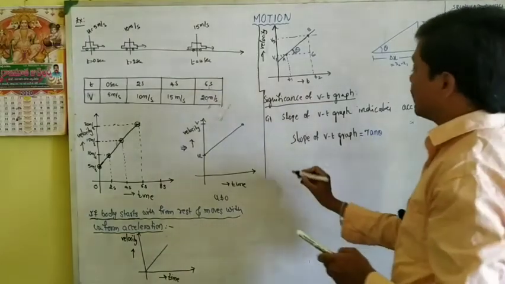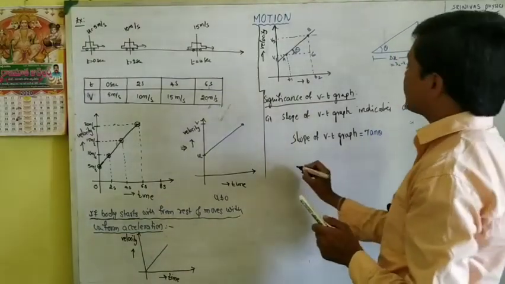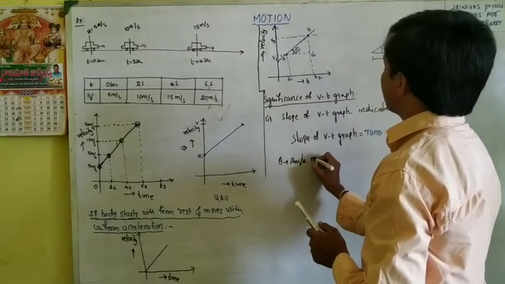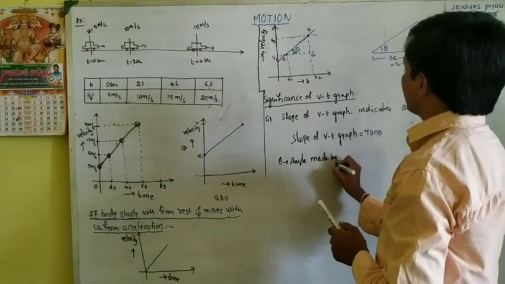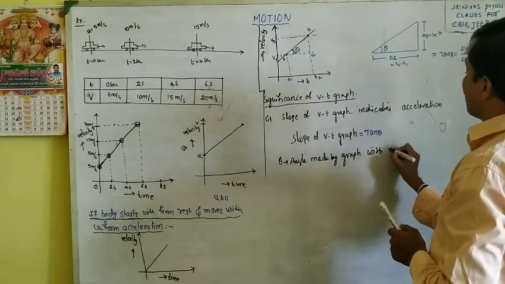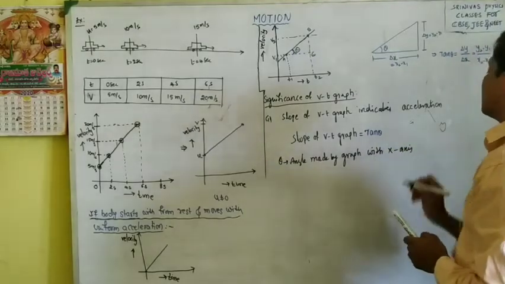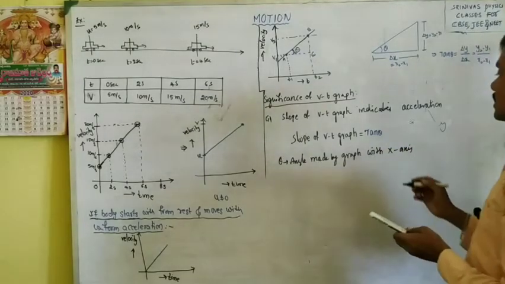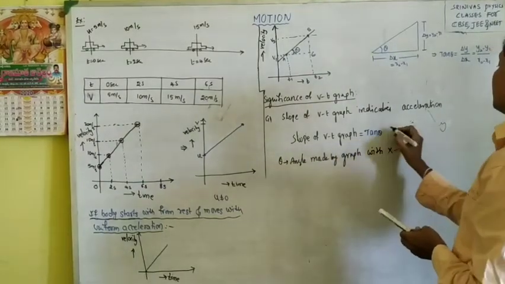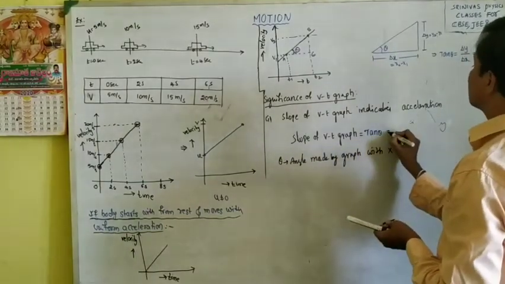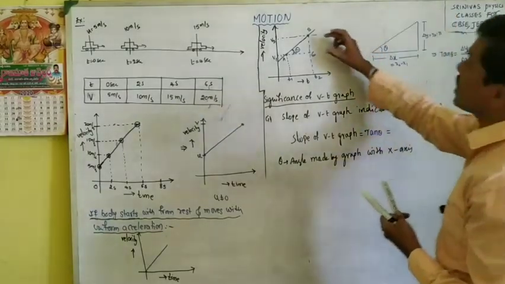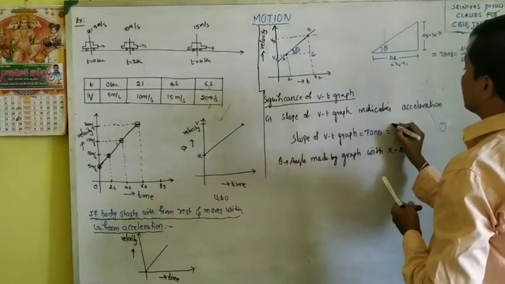Theta is the angle made by the graph with the x-axis, right? With the positive x-axis. Now, for the slope of the VT graph, what are you getting? Tan theta. What is tan theta? Tan theta is equal to opposite side by adjacent side. What is the opposite side here? BC, right?